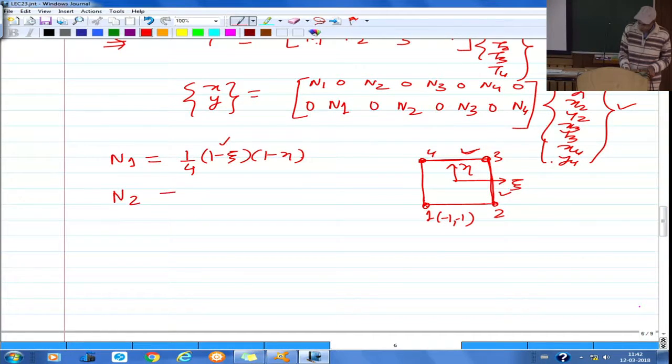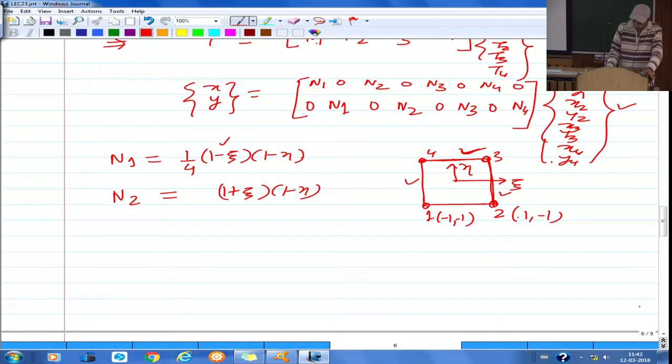Then in the same way you can write N2. Now N2 must be unity here and 0 at the rest of the nodes, so you just take the equation of this line into the equation of this line. The equation of this line is xi equal to minus 1, or 1 plus xi equal to 0. So you will have 1 plus xi into the equation of this line, which remains the same, 1 minus eta. Again, when you put the coordinates of this point, which are 1 and minus 1, this will come as 4, so it is divided by 4, so that it is unity at node 2. So that when I put xi and eta as 1 and minus 1, the interpolation of T directly gives me T equal to T2 for node 2.